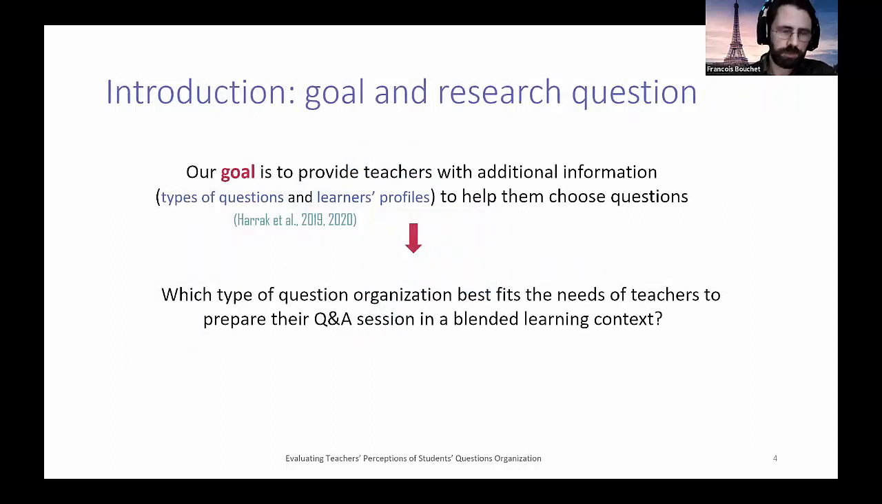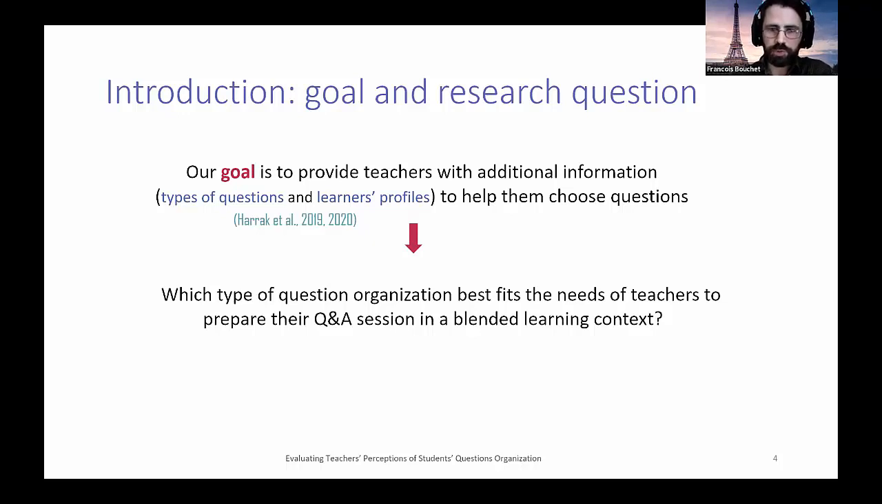Just to summarize, or if someone is joining the presentation right now, what is our goal here? Simply put, we want to provide teachers with additional information that is going to help them choose better which questions to answer. For that, previous work we have presented in past years to this community can help us. Indeed, we have previously shown that if we are able to categorize the type of question asked by students in a blended learning context or in a MOOC, we can help the teacher use the type of question to better understand what they want.